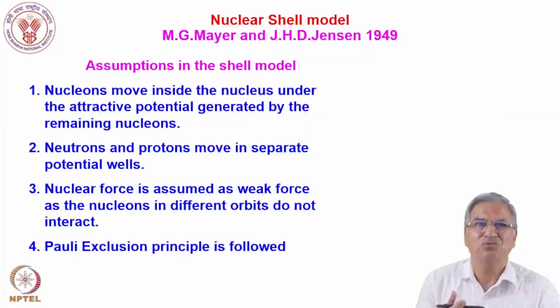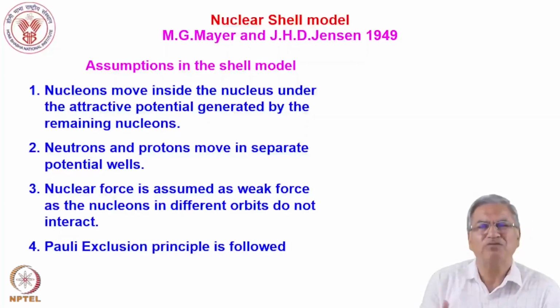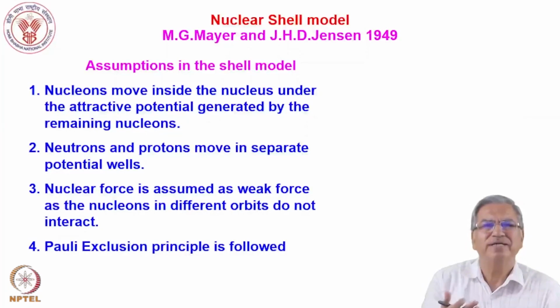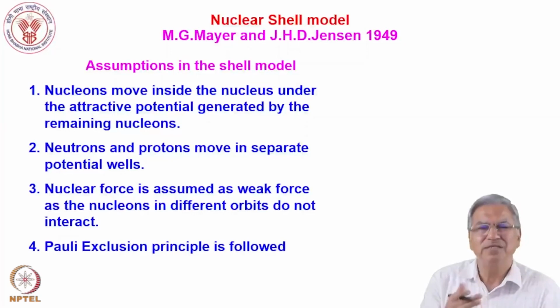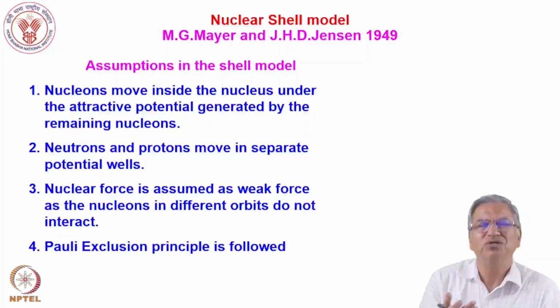Now, as you know, these neutrons and protons are fermions, so they follow the Pauli exclusion principle. So you will find that in a particular state, only two nucleons will be occupying, if they have to be paired up. So no two nucleons will have the same quantum numbers. This is followed when the neutrons and protons are orbiting in different orbitals.